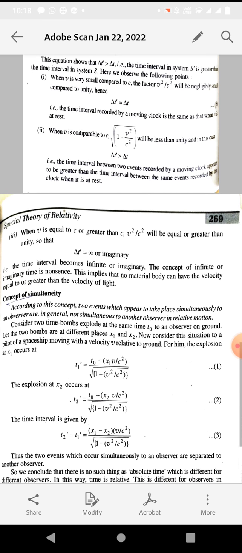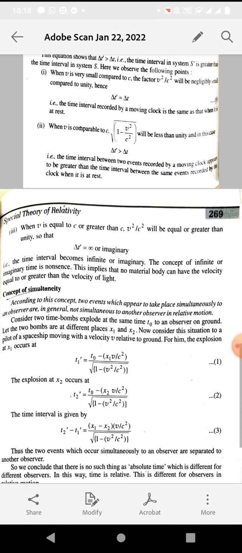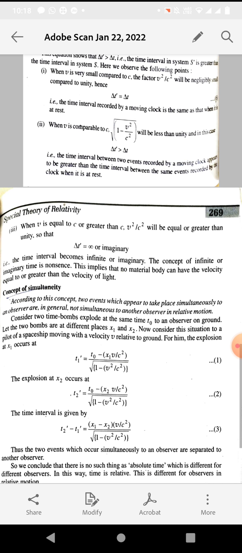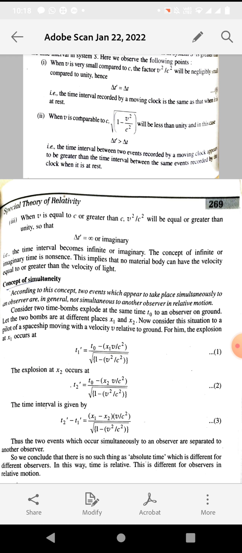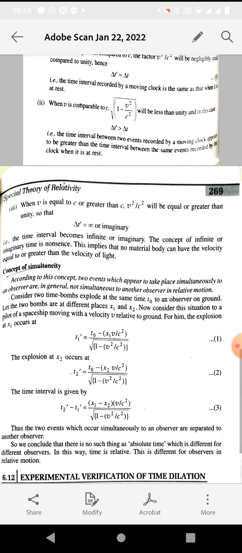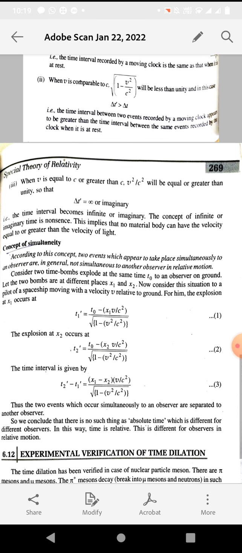When the S dash frame velocity is equal to or greater than the velocity of light, delta t dash becomes imaginary, which is impossible. Nobody can attain the speed of light; equal to c is also not possible, so we consider only velocities comparable to it. So this is the time dilation.